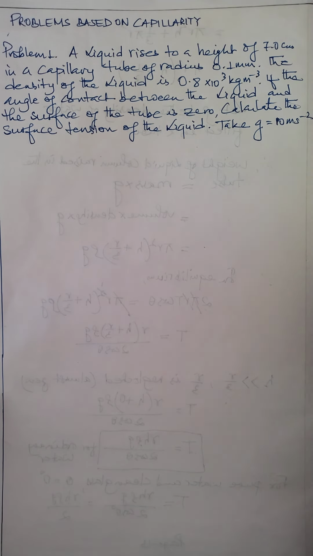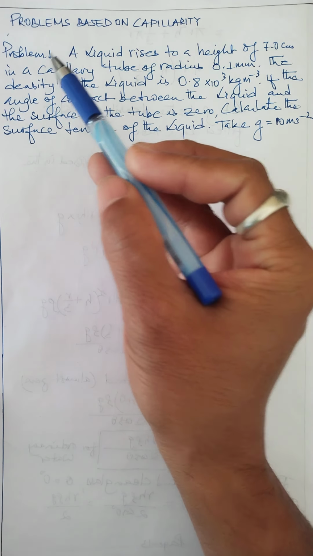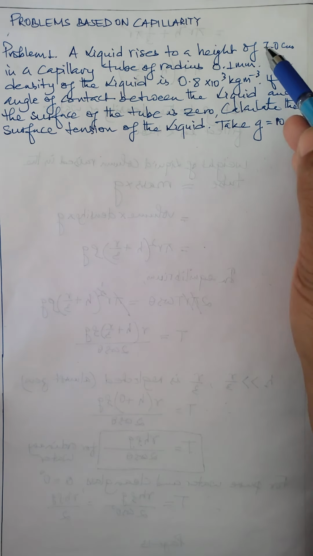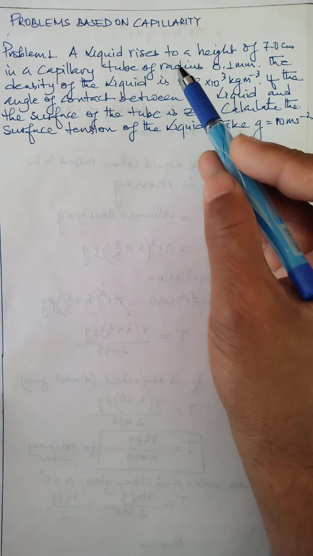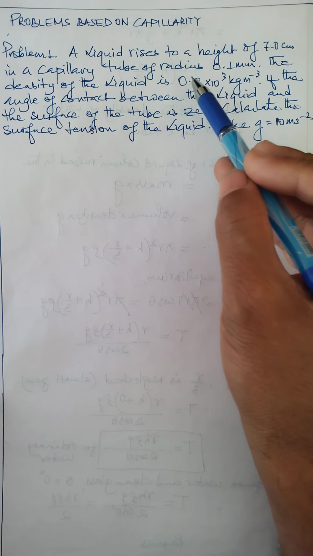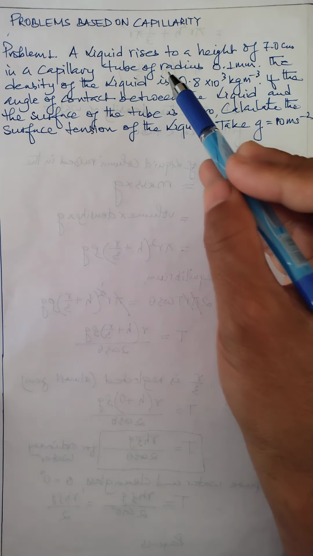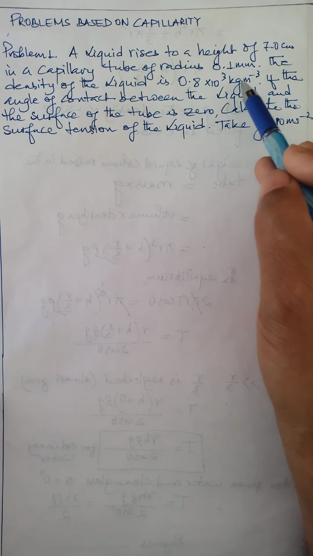Now one of the first problems that I'm going to solve is based on capillarity. Problem number 1 says that a liquid rises to a height of 7.0 centimeter in a capillary tube, and that tube has a radius of 0.1 millimeter, a very small radius. The density of the liquid is 0.8 into 10 power 3 kg per meter cube.